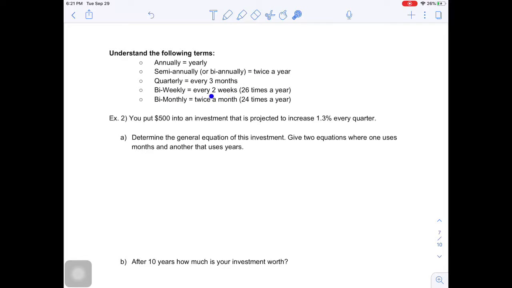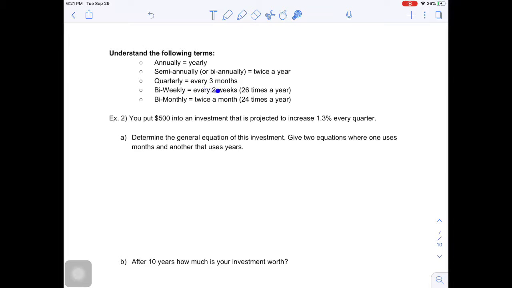And then these two confuse the heck out of everyone. Bi-weekly means it's every 2 weeks. So if you get paid bi-weekly, you get paid, say, every other Monday. That means you get paid 26 times a year. Some people get paid bi-monthly, so twice a month. Those are two different things.